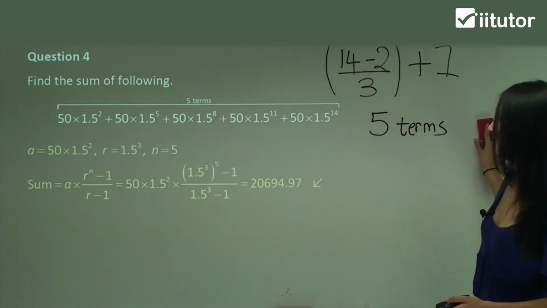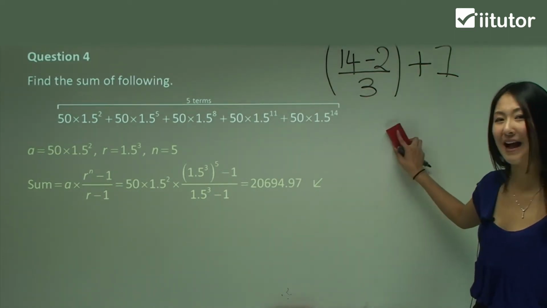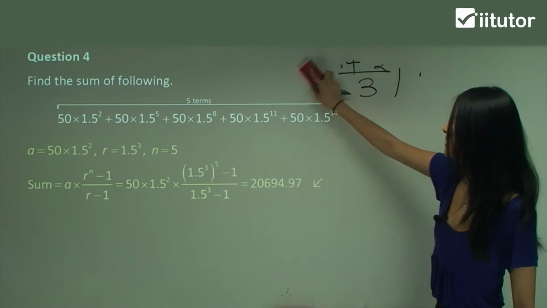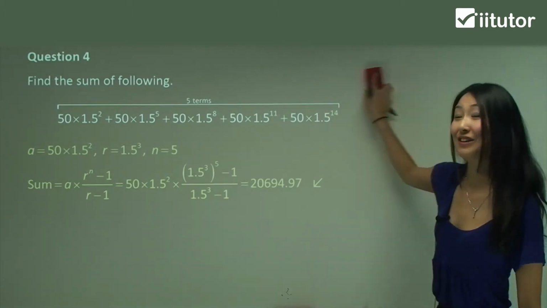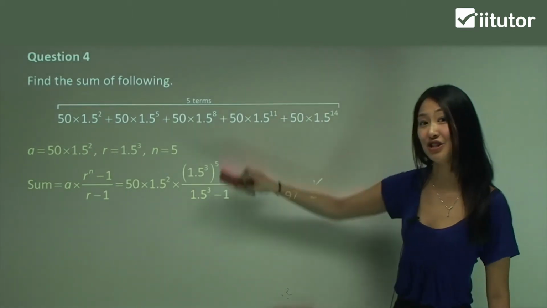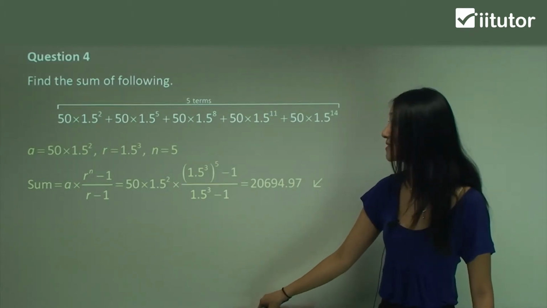So you can see that A and R by now, I think we're quite good at working out what that is going to be. So what I would like you to focus on is working out how many terms there are, so the number of terms.